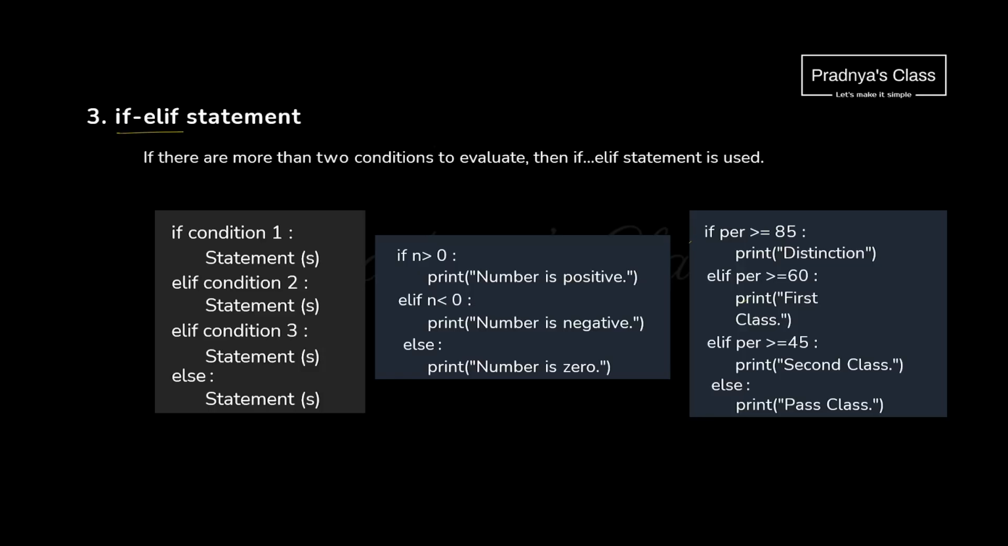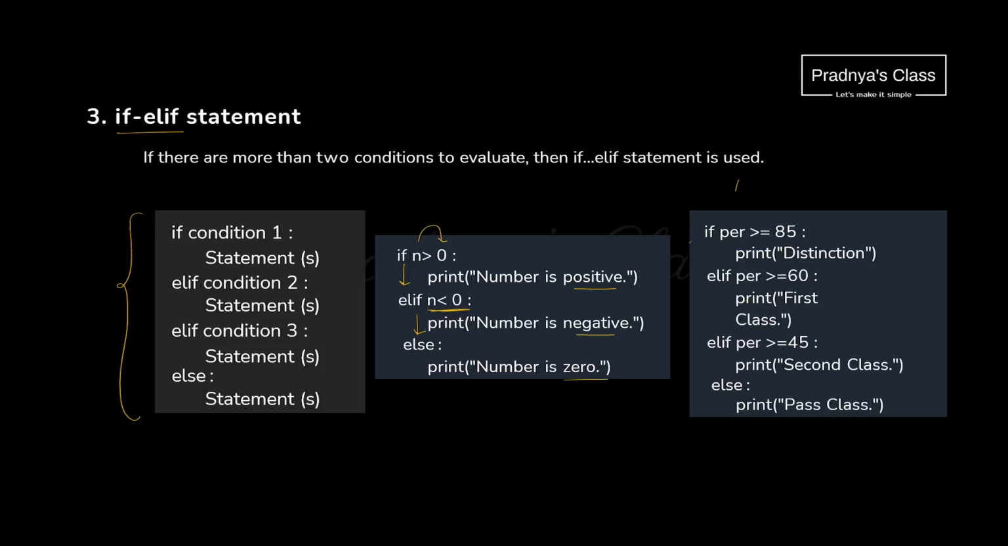Moving ahead to the third form of if, elif. When we have more conditions, then we go ahead with this form. Look at this example. If n is greater than 0, it means number is positive. Otherwise, we will come to the elif. With elif, we will be writing another condition. If n is less than 0, number is negative. Finally, we will write the else part. In that case, the number is nothing but 0.